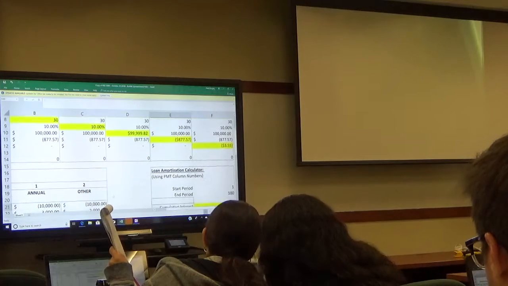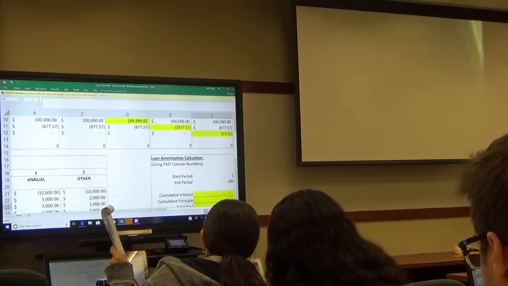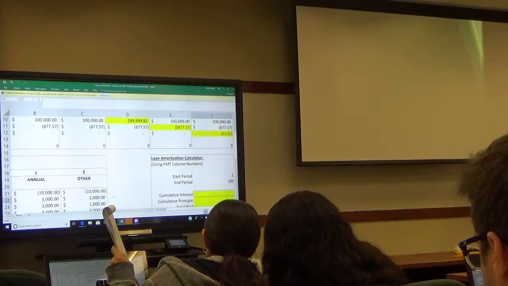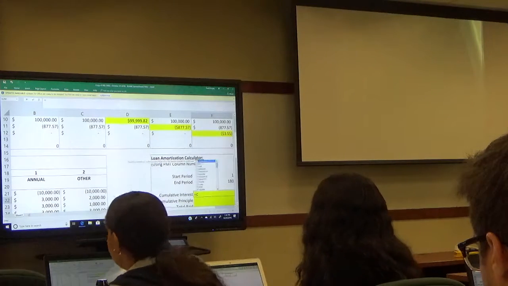Okay. Now we're going to try a couple other interesting little functions. Cumulative interest.